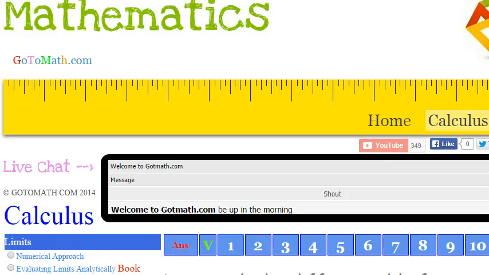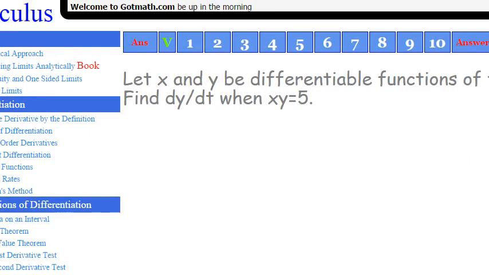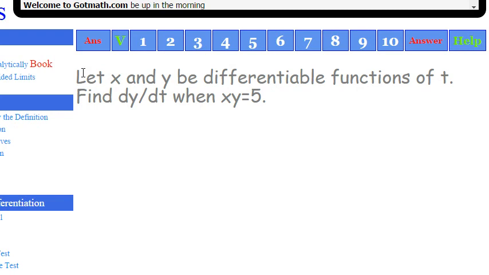Alright, we're at gotomath.com working some calculus. We're doing related rates and we're starting off with the basics here before we actually get into some application problems.